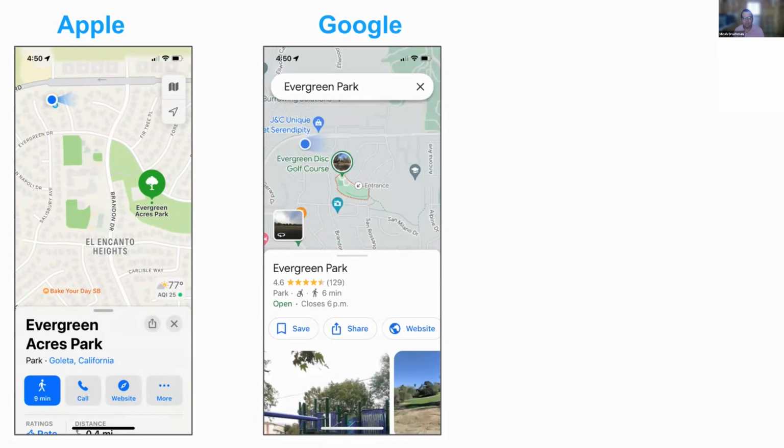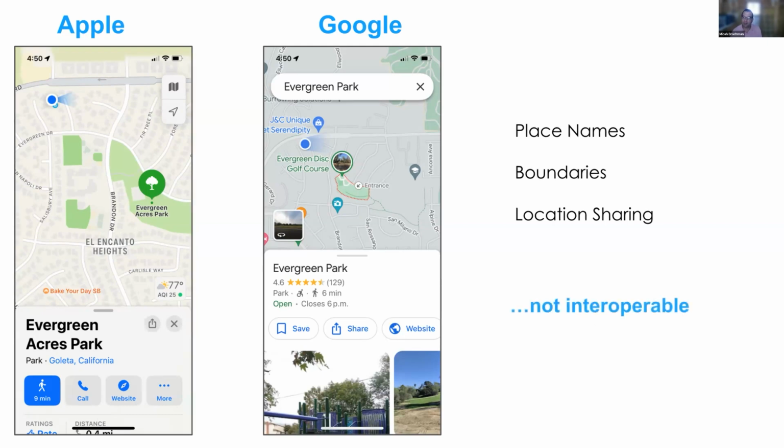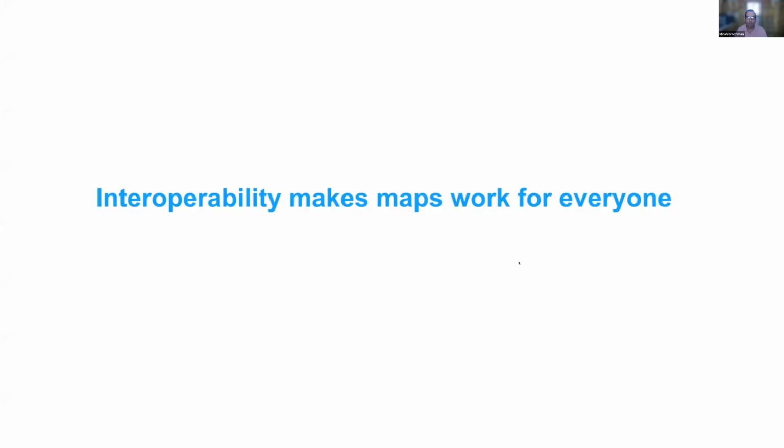Then I go to Google Maps. Looks like the same park, different place name. I see a different boundary for this park. And of course, if I were to share this with a friend who was using Apple Maps on their phone, it would be a Google Maps link. So place names, boundaries, and location sharing across these two very commonly used mapping platforms are not interoperable. What we do at the OGC is drive interoperability, because interoperability makes maps work for everyone.